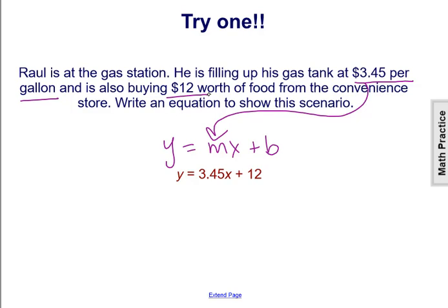And the $12 of food he's buying, that's a one-time charge. That's not going to change. It's $12 no matter what. So that's his initial cost and the b value in the equation. So the equation that represents the scenario is y equals 3.45x plus 12.